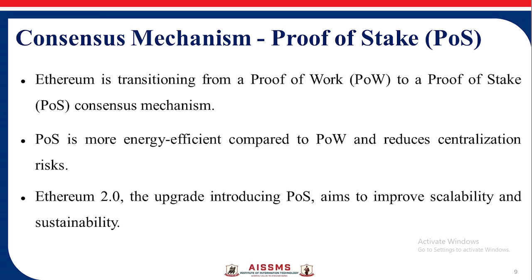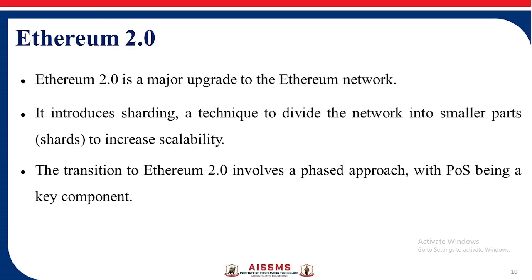Ethereum is transitioning from a proof-of-work to a proof-of-stake consensus mechanism. Proof-of-stake is more energy efficient compared to proof-of-work and reduces centralization risk. The Ethereum 2.0 upgrade, introducing proof-of-stake, aimed to improve scalability and sustainability.